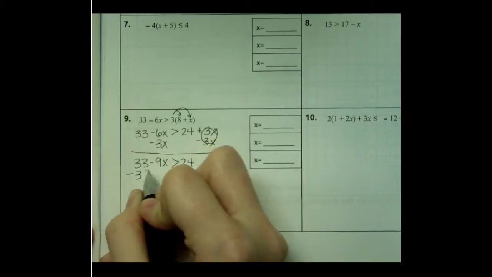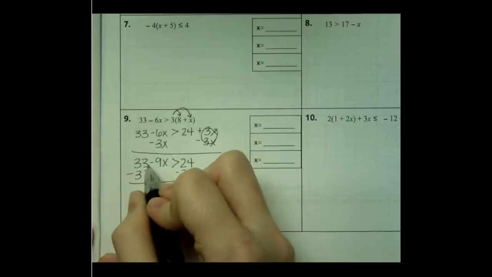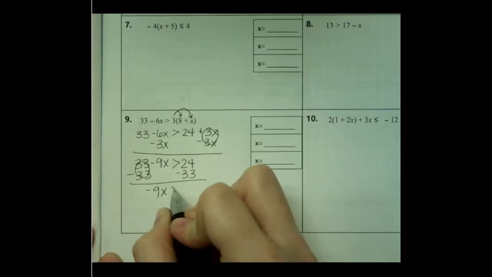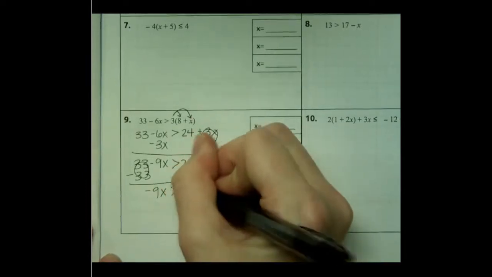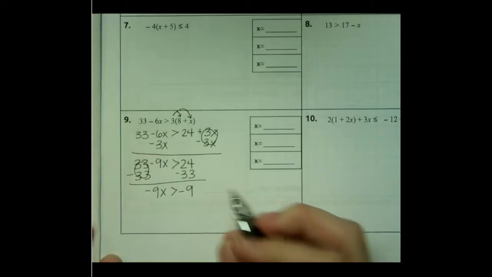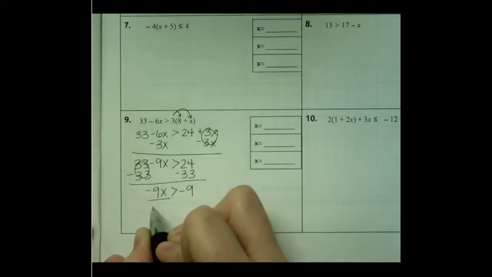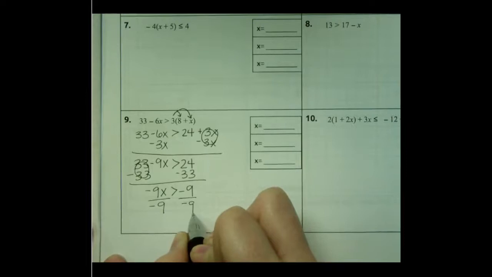So to get rid of a plus 33, I'm going to subtract 33 on both sides. So this becomes a 0. Negative 9x is greater than, and in your calculator, find out what 24 minus 33 is. You should get negative 9. We've got negative 9 times x. To get rid of times, or multiply, I have to do the inverse, which is divide. So I've divided on both sides by negative 9.